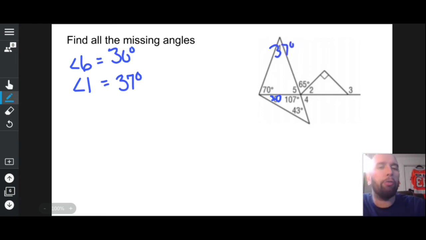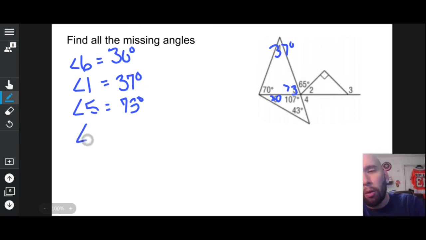Ooh, my age. I am missing 5, so that's 37, that's 70. So 5 is going to be 180 minus 37 minus 70. The answer is 73. Ooh, 4 is vertical to that, which means 4 is the same.